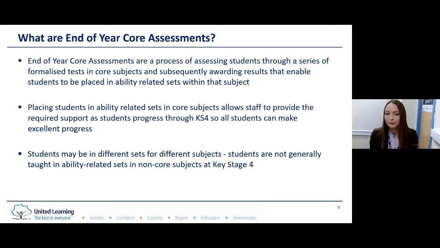So for example, they will sit English assessments. We will look at that English data and we will set those students into ability related sets within English accordingly. And that set might be different to their maths set or their science set, for example. By doing this, we allow staff to provide the required support as students progress through Key Stage 4, so all students can make excellent progress.